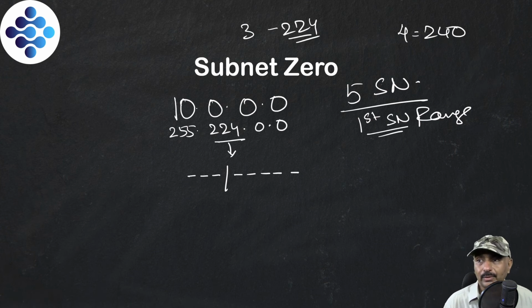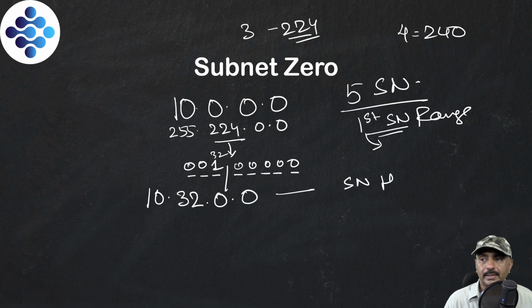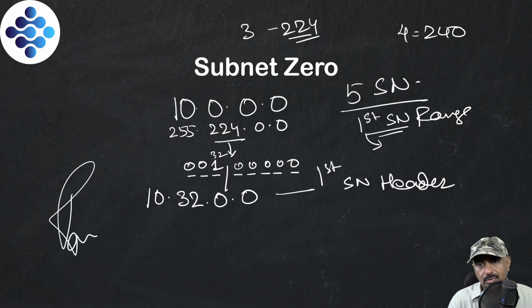Now when I calculate the first subnet range, the binary of 1 would be 1. So here it is 1, this is 0, this is 0. These are all zeros. And what would be the range? In that case the range would be 10.32.0.0. This is the subnet header. Which number? The first subnet header. So what would be the range?